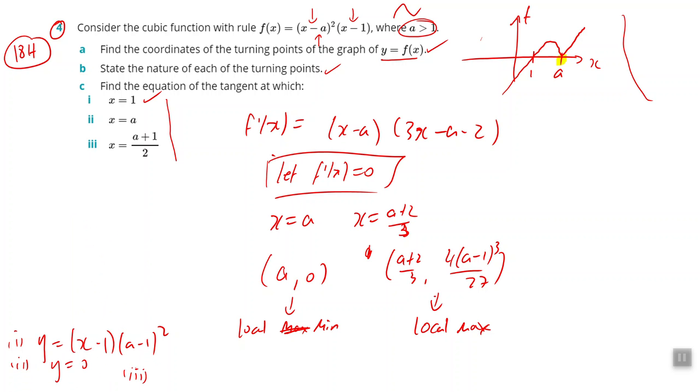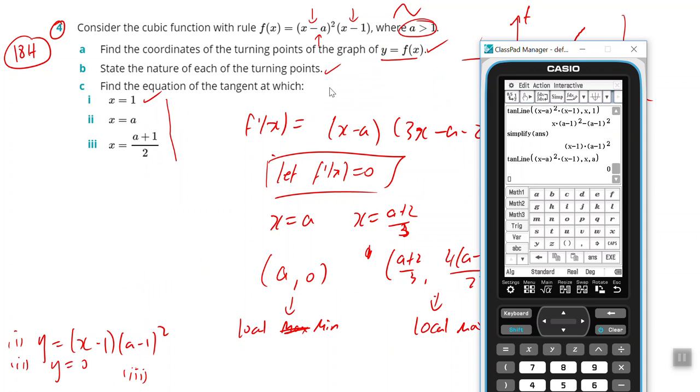Then for part 3, I don't even need to work out the tangent line on part 3 because, actually, I do. The reason the tangent line at x equals a is 0 is that at x equals a we have a turning point. We know the gradient at a turning point is 0, so the tangent must have a gradient of 0. That's why it's y equals 0.